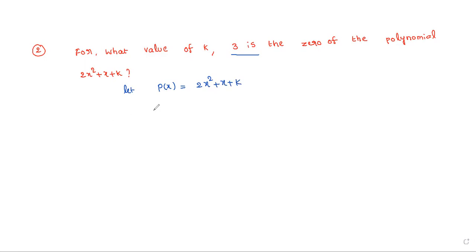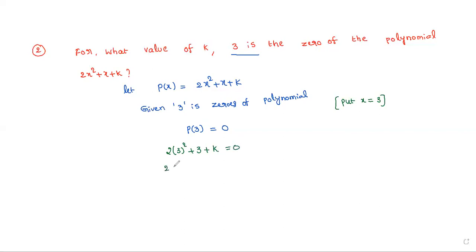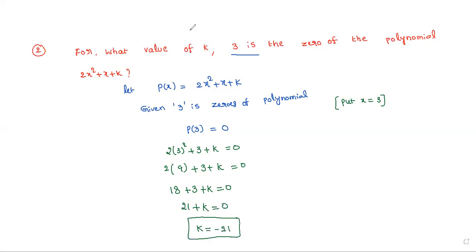So observe, ma. Given that 3 is a zero of the polynomial, p of 3 is equal to 0. If we substitute 3 in place of x, the answer is 0. Then what is the value of k? So substitute, ma. Put x equal to 3. So 2 into 3 square plus 3 plus k is equal to 0. 3 square is 3 into 3, 9. 2 nines are 18, plus 3 plus k equal to 0. 21 plus k equal to 0. k is equal to minus 21. Right. Understood, amma?